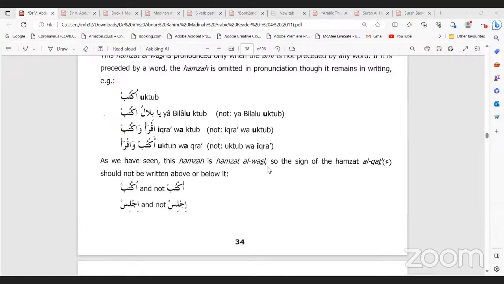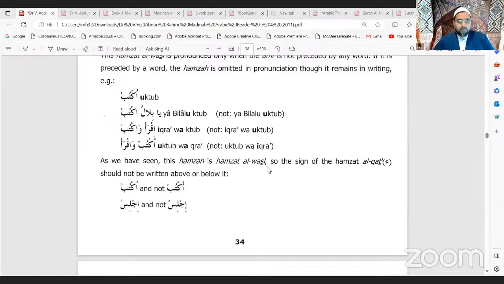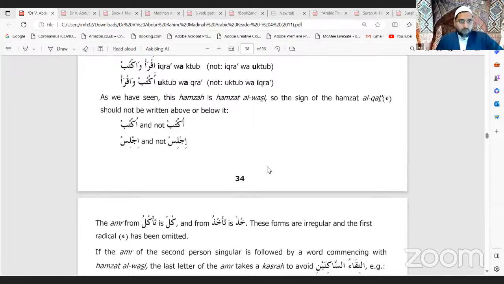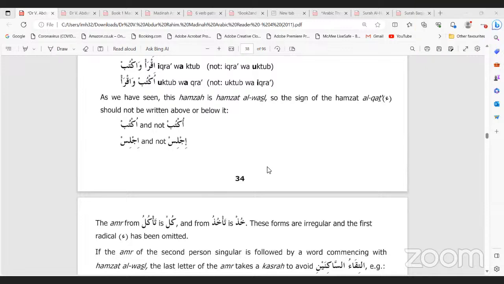As we have seen, this hamza is hamzatul wasl. So the sign for hamza is swad. Normally on hamzatul wasl, there's a swad on top of it in the Quran when you read it. Not in the Pakistani, not in the Urdu text Quran, but in the Pakistani or the Arab Qurans, there's a swad normally on there. For the Tajweed Quran, it should not be written above or below it. Uktub and not uktub. Correct.